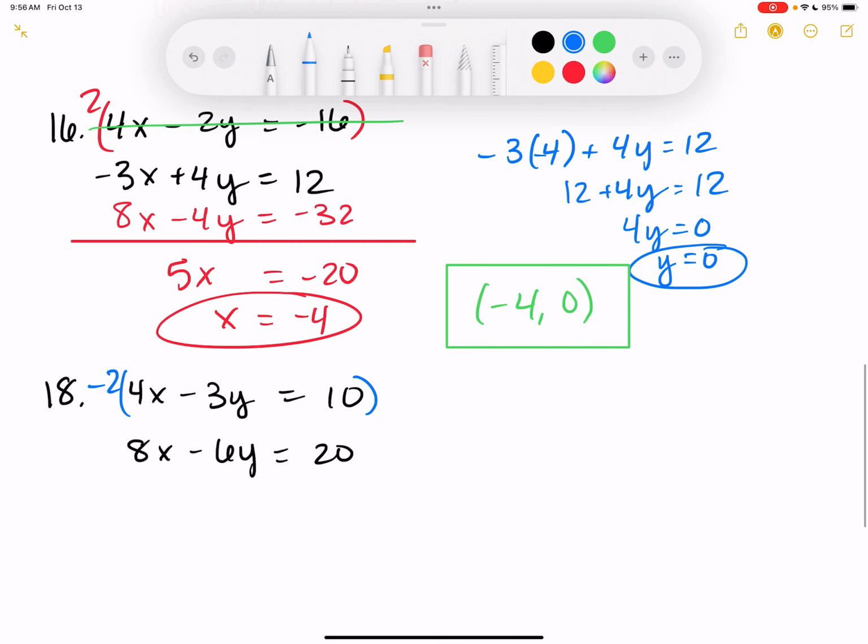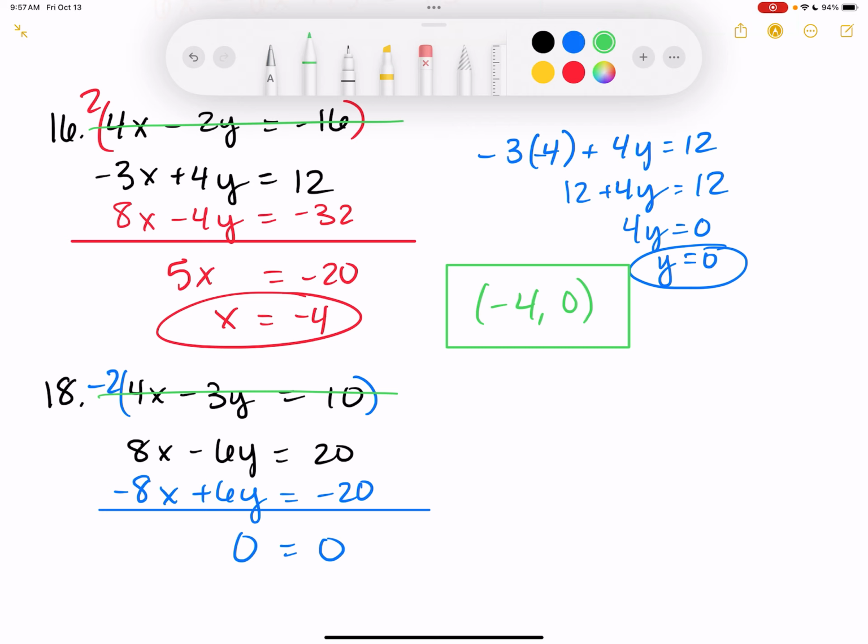So I'm going to just rewrite it underneath again to save another step of writing. Negative 8x plus 6y equals negative 20. So I got rid of that equation. Now combine this stuff. Everything on the left cancels. Everything on the right cancels. So I have what? Infinitely many solutions.